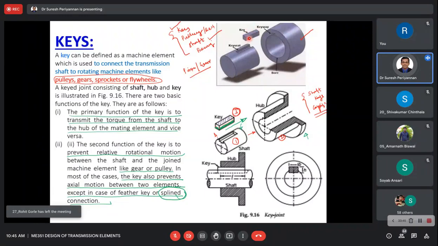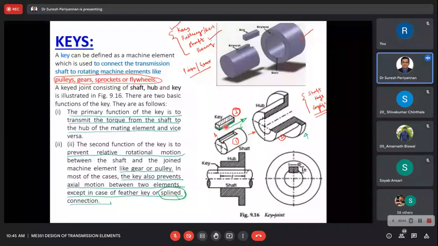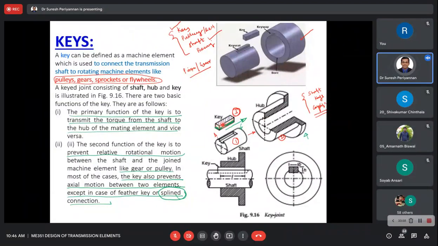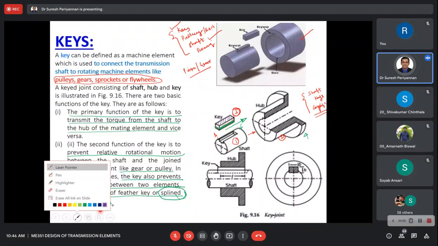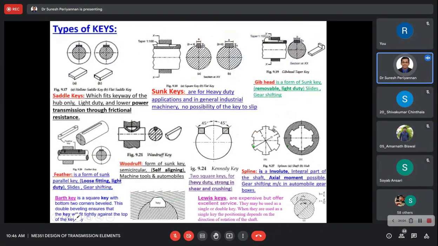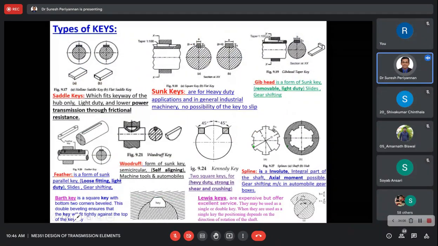Part of this portion is subjected to crushing, because the bottom portion is sitting on the shaft, hence crushing. The top portion sitting on the hub also becomes subjected to crushing. These are the information, just keep in mind. Now, the keys are subjected to crushing and shearing force.